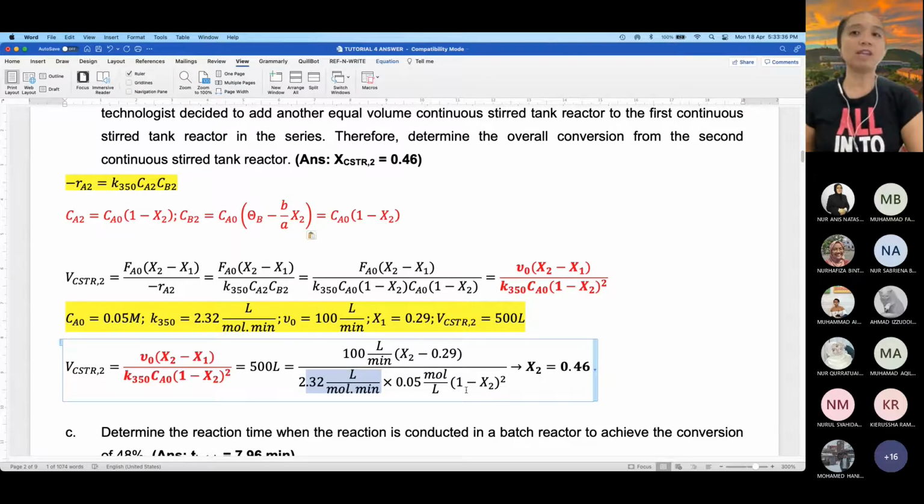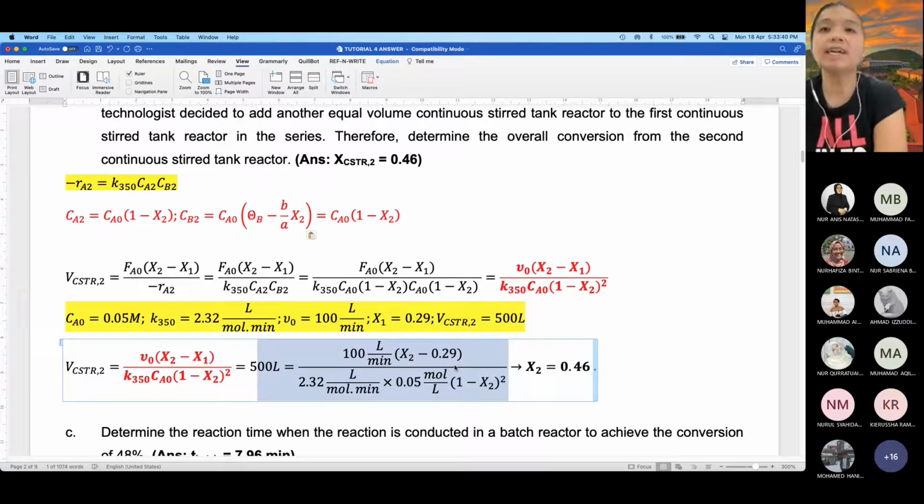So the X2 we must leave as it is. So again, you realize in this equation, semua dah ada nilai kecuali X2 which we want to find. So you can solve this. Again, this is also quadratic equation.